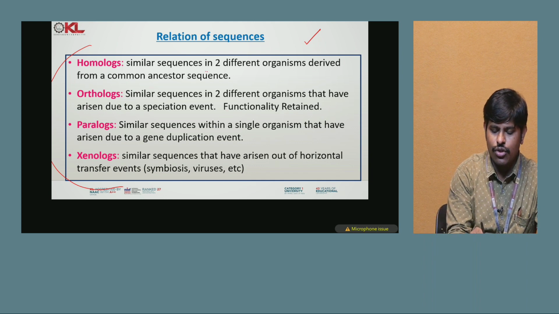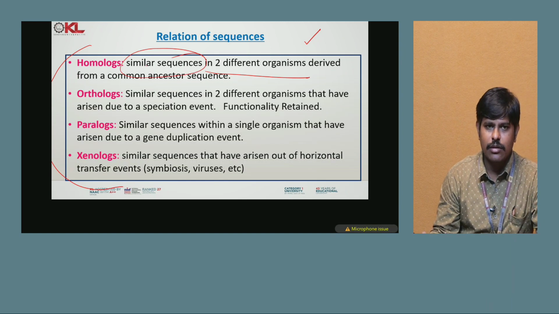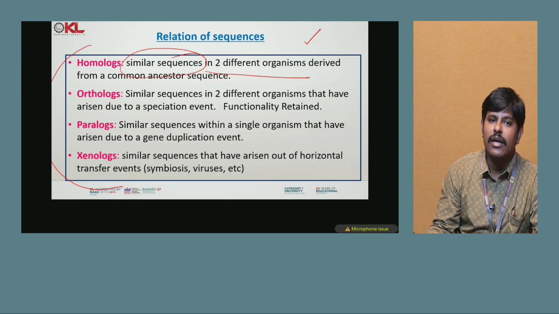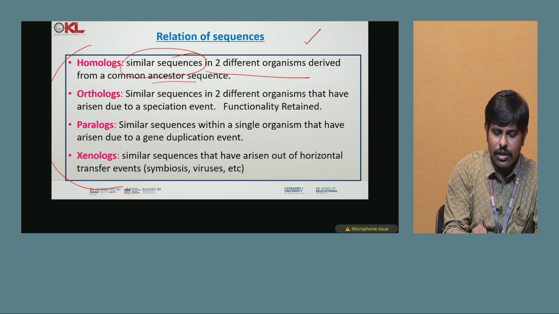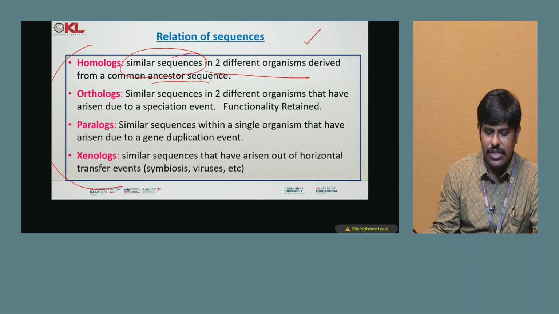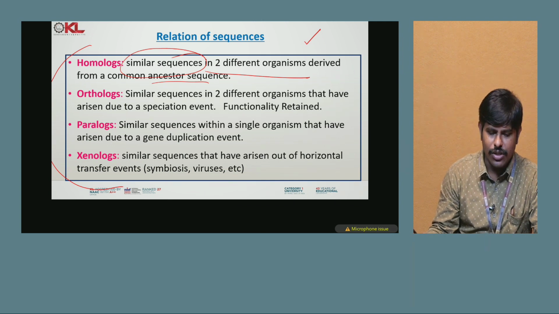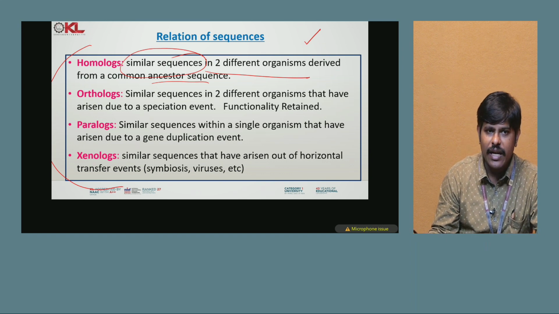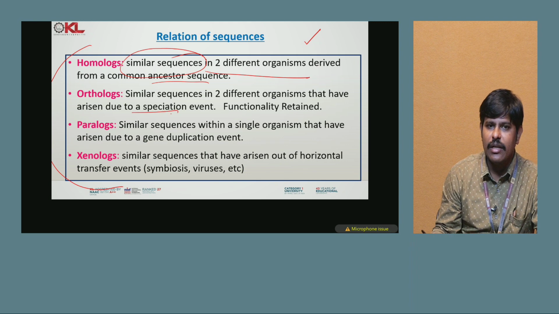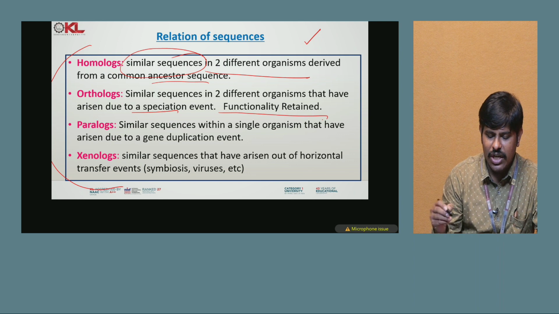So the sequences are sourced from two different organisms and they must be similar, and in an evolutionary context they have a common ancestral sequence. Such sequences are called homologs. And homologs can have subclassifications, orthologs and paralogs. Orthologs are two similar sequences in two different organisms that have arisen due to a speciation event, and the function of the protein or the sequences must be retained. Functionality is retained here.